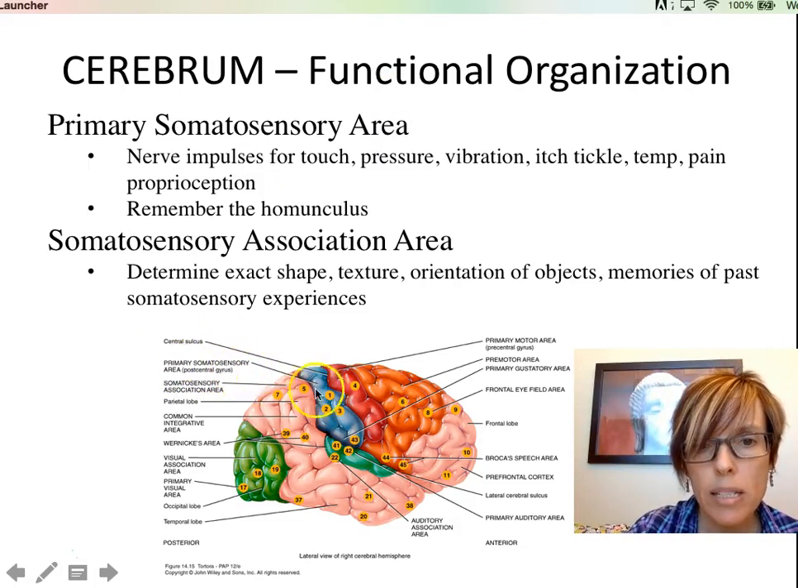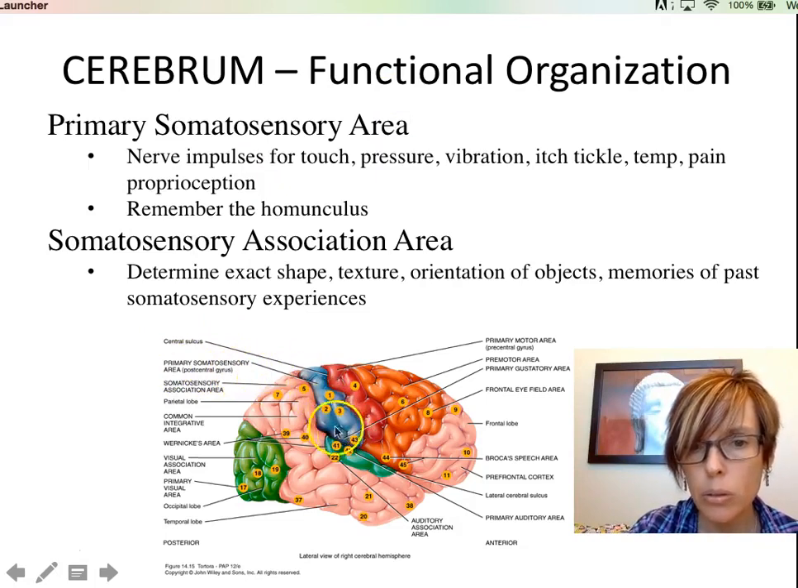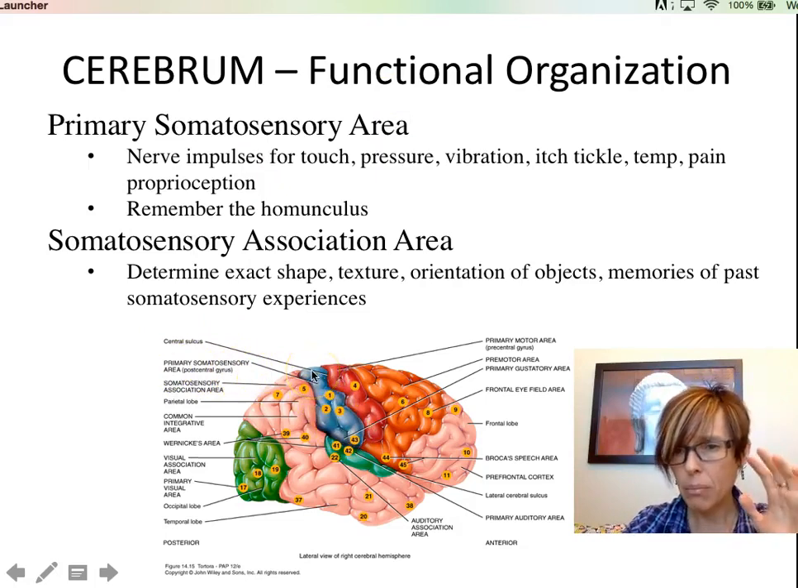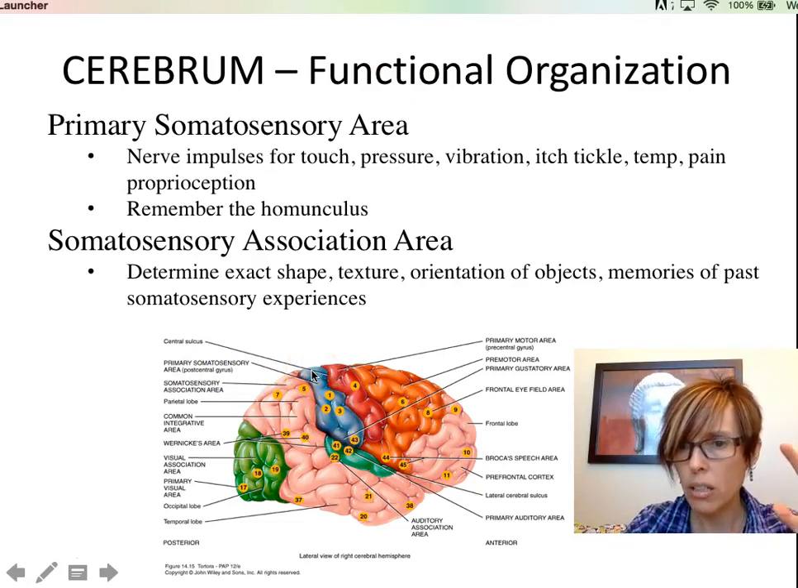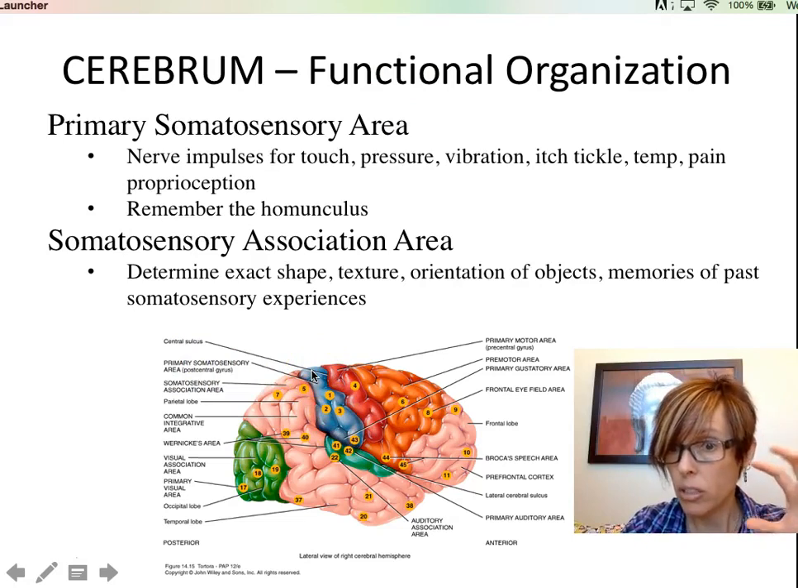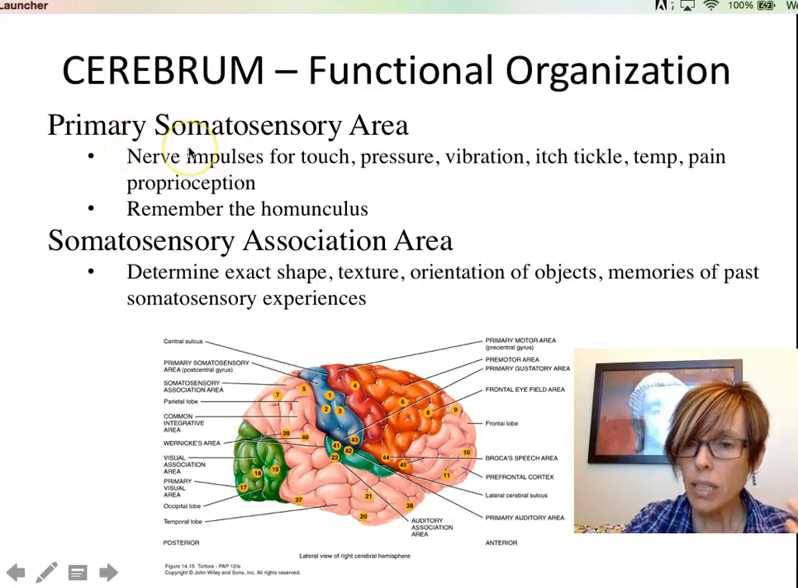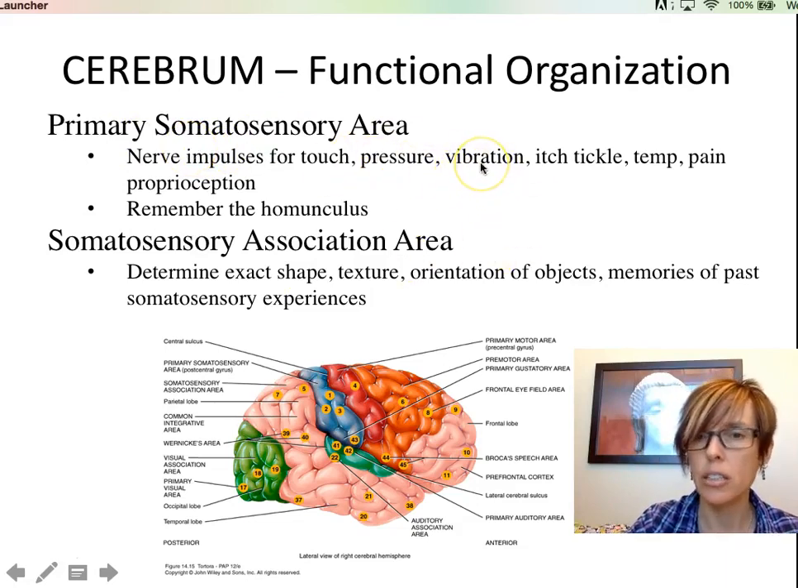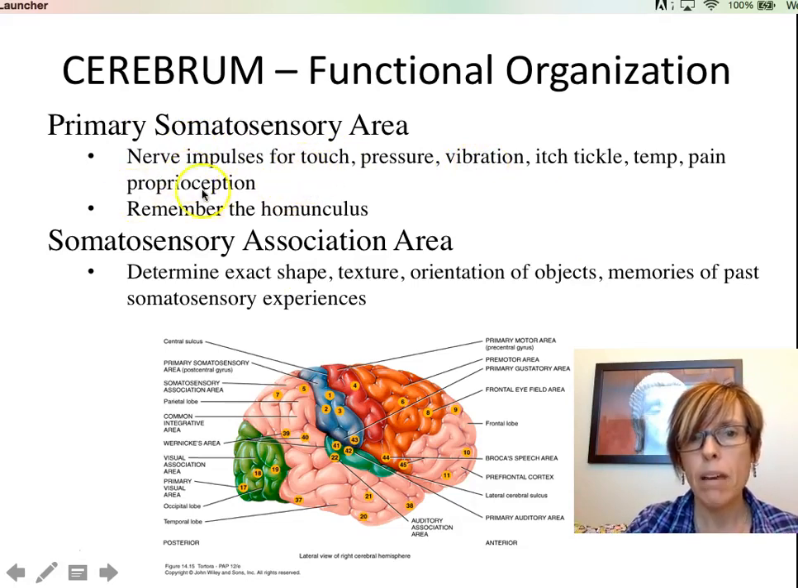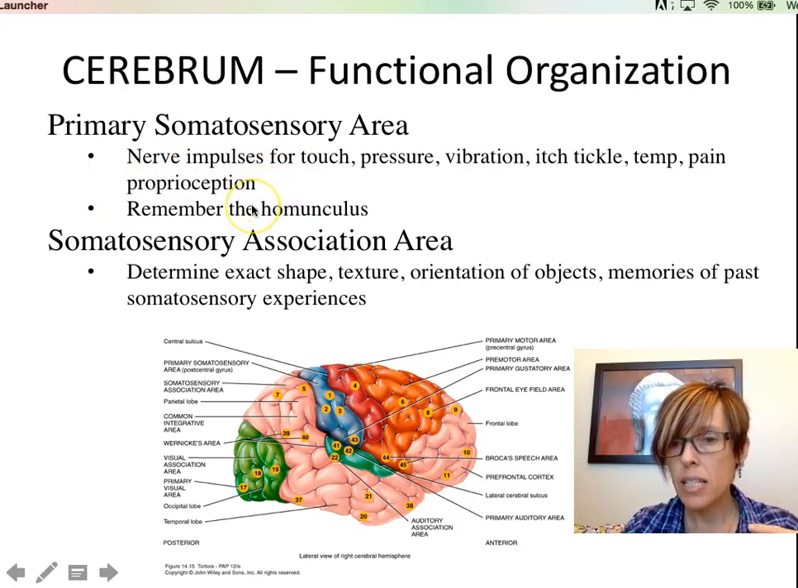So this primary somatosensory area is going to be this one in blue. And by the way, I'm not going to put a picture of a brain on there and ask you to point these out to me. Just understand their names and what they actually do. This primary somatosensory area is going to receive information for things like touch, pressure, vibration, tickle, itch, temperature, pain, and proprioception. Proprioception is basically information about movements and body position.